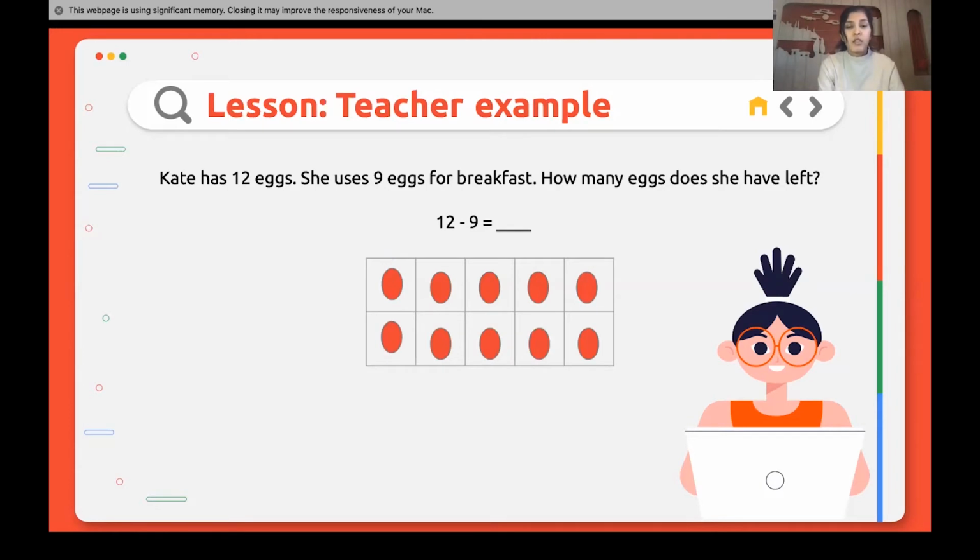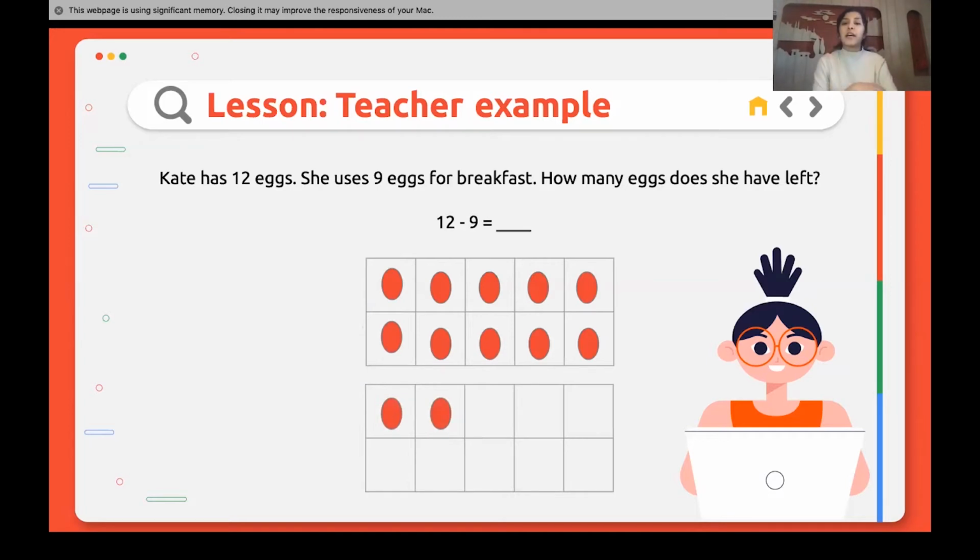And I need 12. So I'm going to have to use another tens frame. So I'm going to have it here. So that was 10. I need 2 more to make 12. So 1, 2. Because 10 plus 2 is 12. Okay. Now I have my 12 eggs.